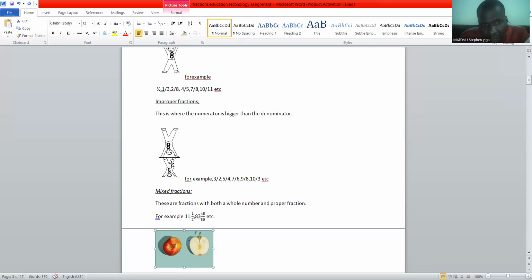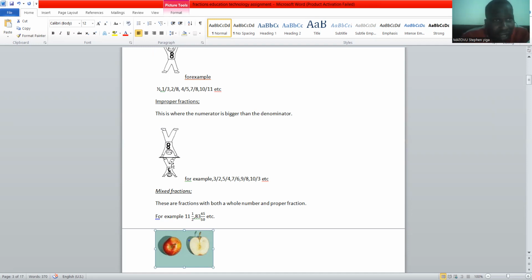That's why in mathematics, most times we don't use these improper fractions. Though they are there, most times we turn them into mixed fractions. So that's why we call them improper fractions. It is abnormal most times. This is where the numerator is bigger than the denominator. For example, 3/2, 5/4, 7/6, 9/8, 10/3, etc.